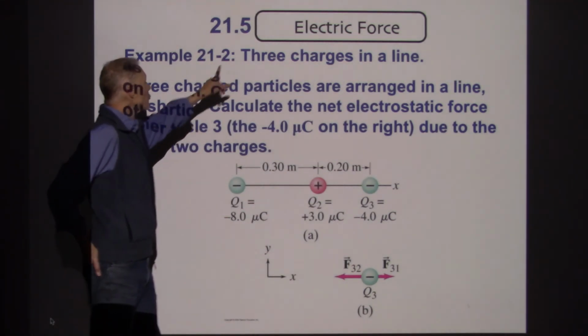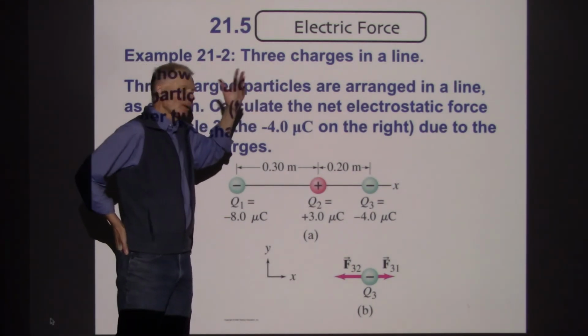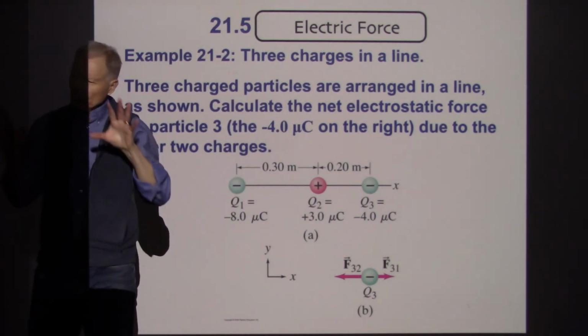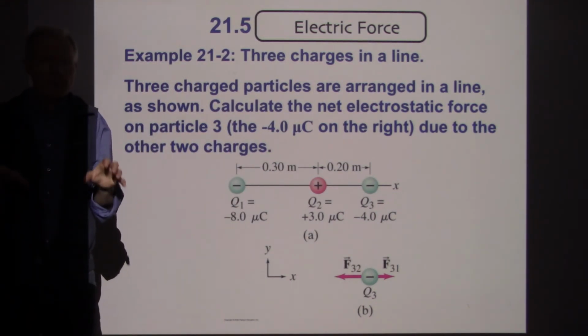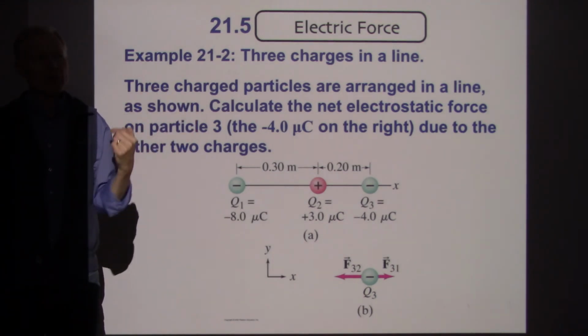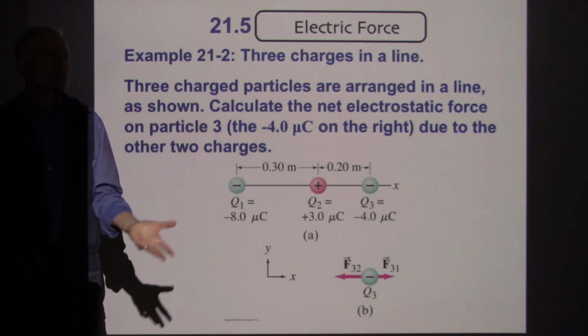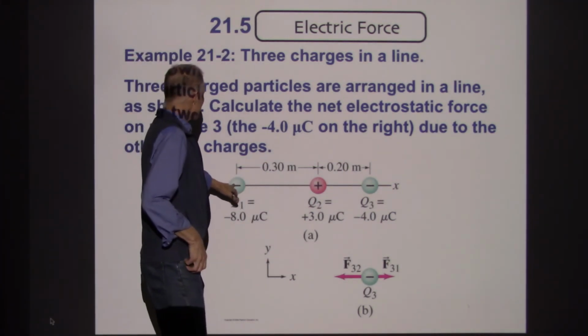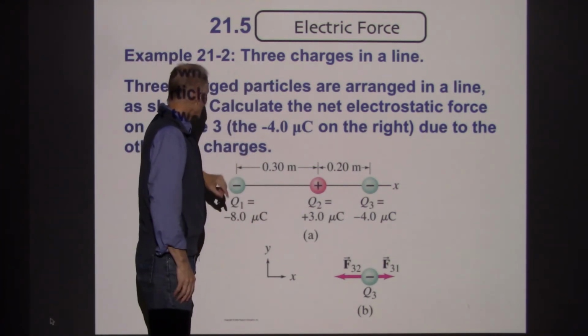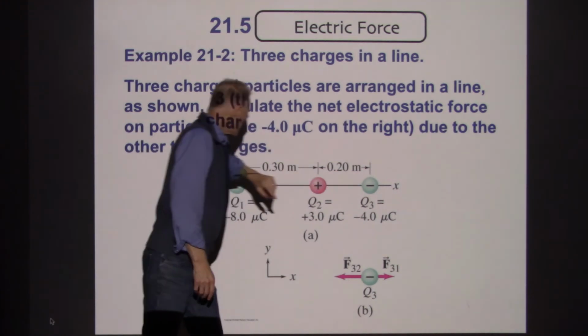We now have 3 objects. Now, I try to remind myself I shouldn't just think of these as charges because they're objects, and I don't want people thinking of me just in terms of one property. I'm so much more than just one property. So these objects happen to have an electric charge. So objects 1, 2, and 3.